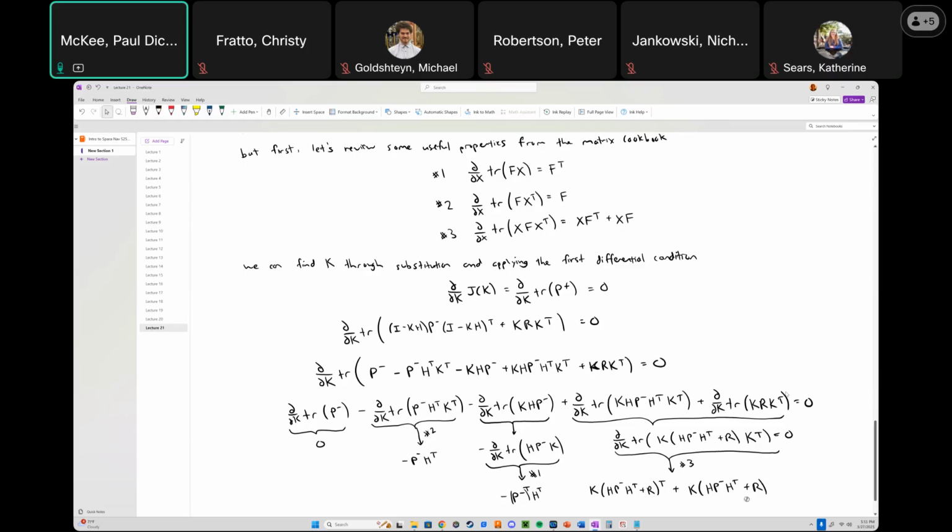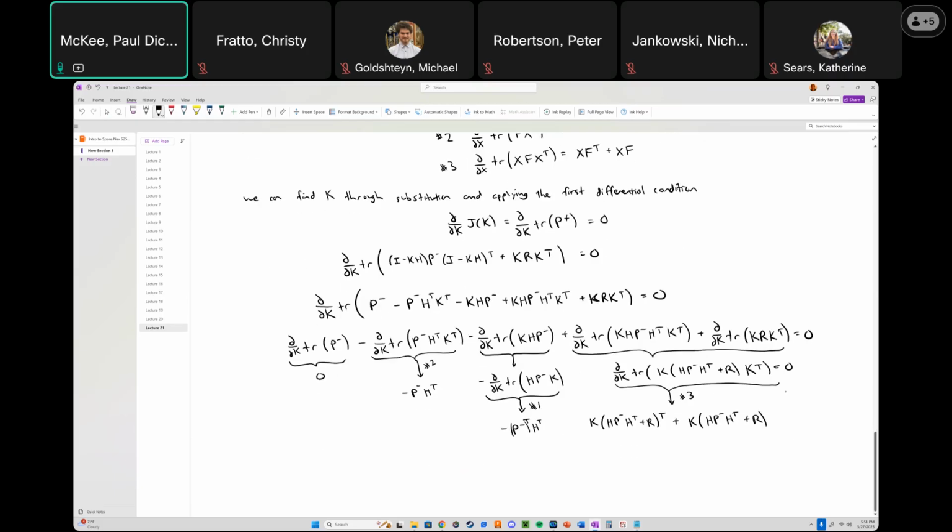which is symmetric. So the transpose doesn't really matter here. Also, I should take a note. I found a typo in my handwritten notes. There it is. Fixed it. Okay, so let's combine some like terms here. Oh, because that's symmetric too.